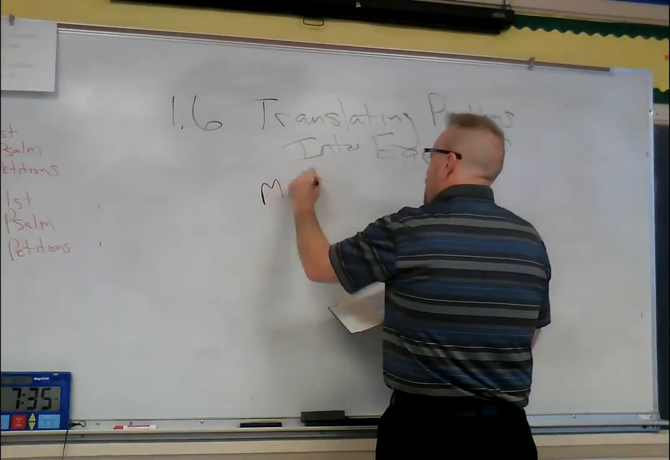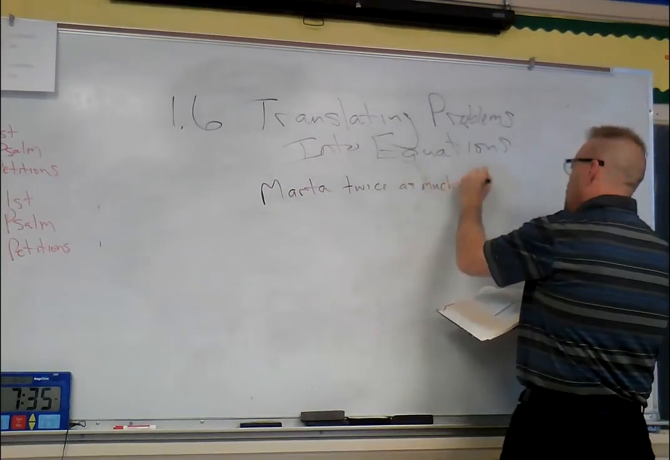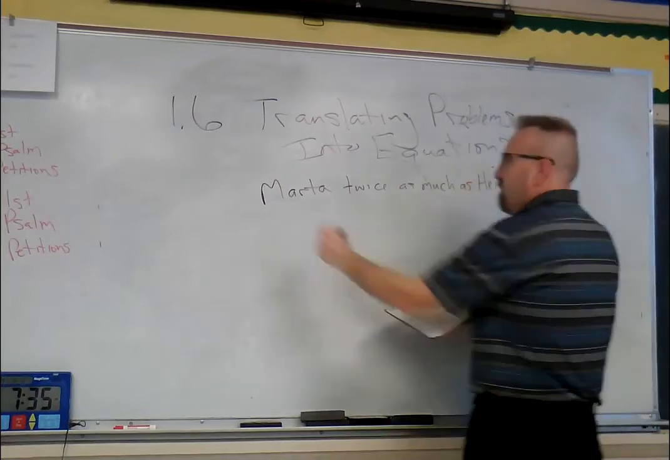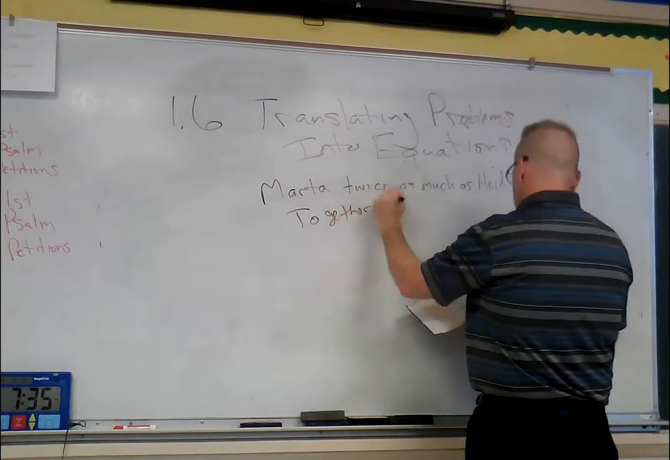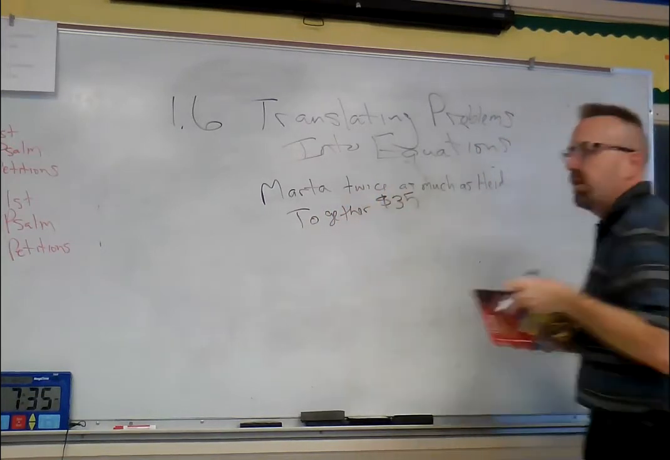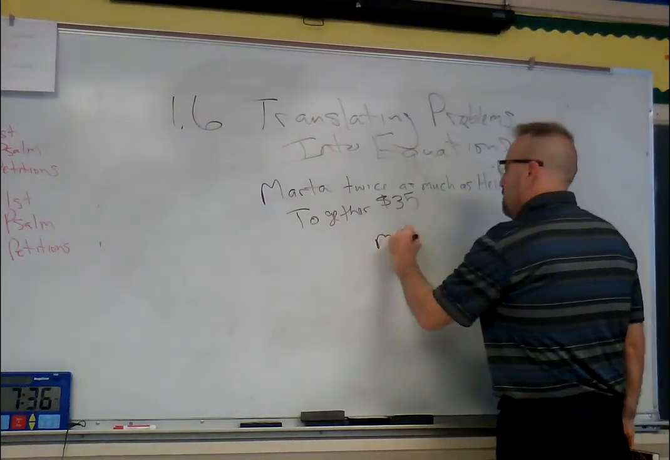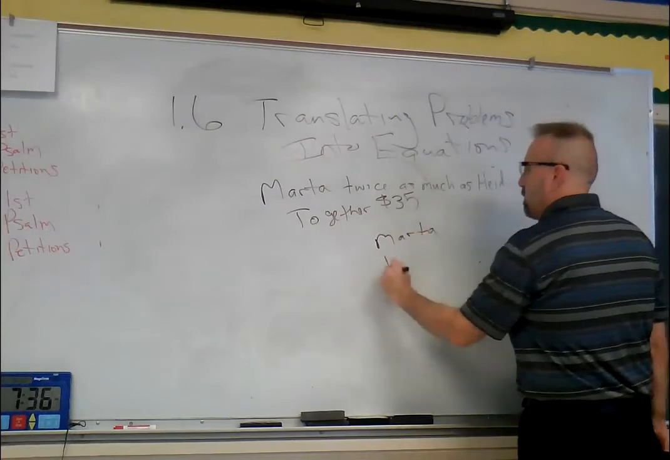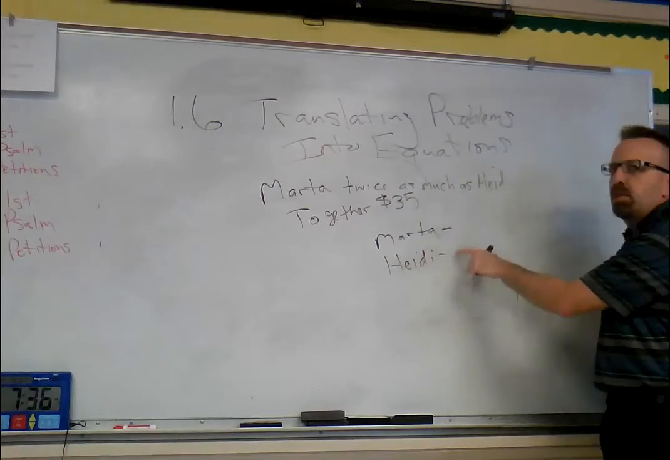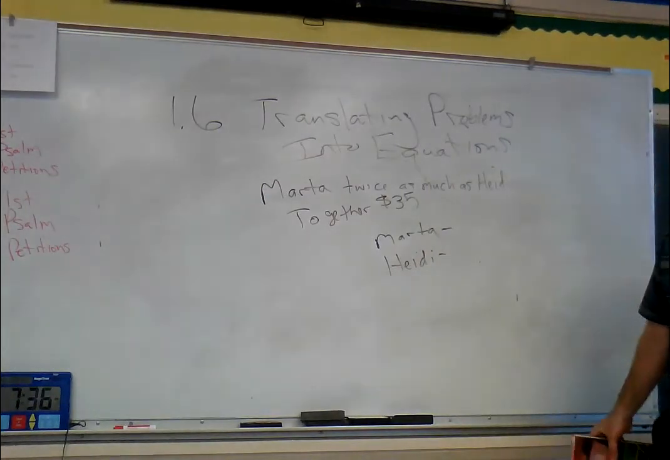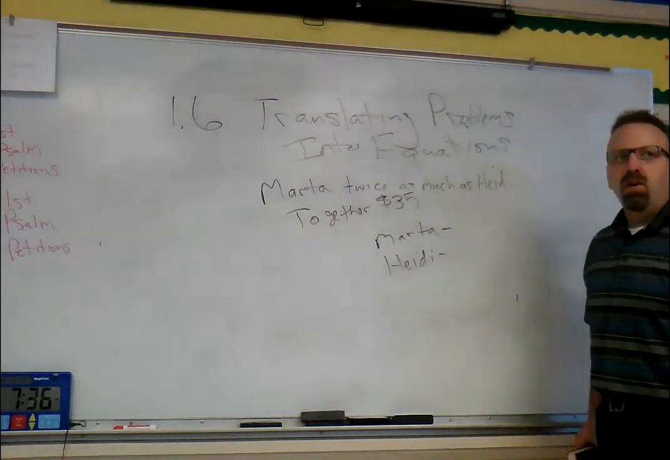So I'm gonna write out key parts. Twice as much as Heidi. Together they have 36. So let's write down, what do we know we're talking about? We know we're talking about Martha, excuse me, and we're talking about Heidi. Martha has twice as much as Heidi. So how much does Heidi have? Okay, but do we know? No. So we could say that's our variable, right?